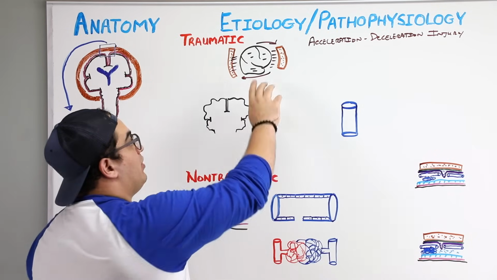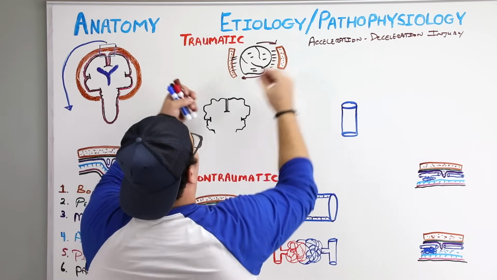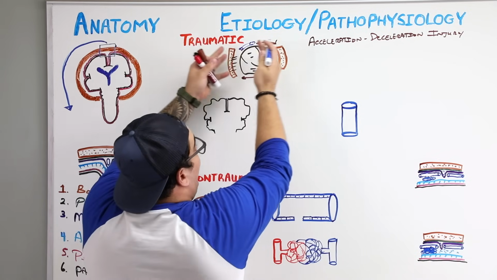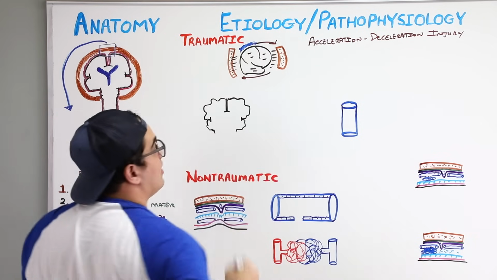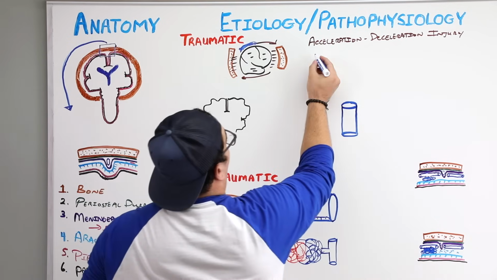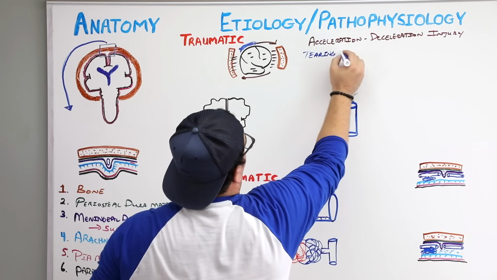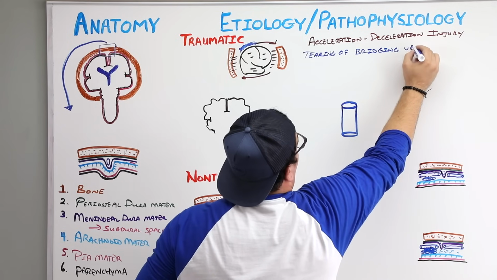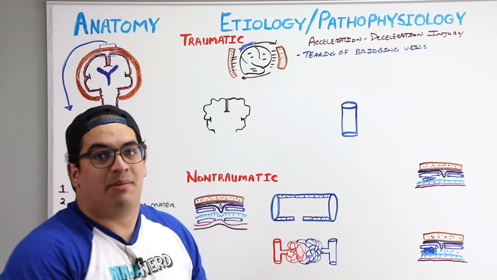When that happens, particularly after the acceleration going back into the deceleration, it stretches the actual bridging veins. And when you stretch those bridging veins, they actually tear and break and start bleeding into that subdural space. Okay, so that is the big thing that I want you guys to remember. So again, there's tearing of the bridging veins during that acceleration and deceleration type of movement.